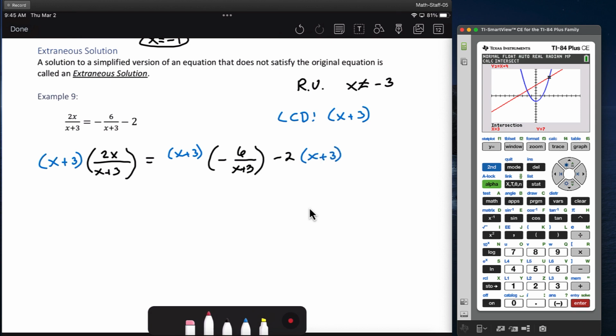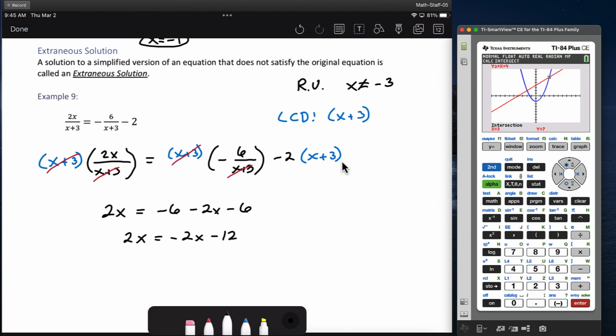So let's go through and now cancel. The x plus 3 in the first term cancels. The x plus 3 in the second term cancels. But the last one doesn't have a fraction, so that one's not going to cancel. Now we'll go through and clean this up. 2x equals negative 6. Distribute the negative 2. Then finally we'll combine like terms on the right side.